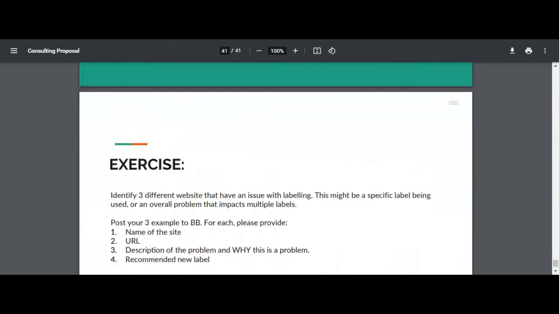And this is now where we're going to go and do the exercise in Teams. Are there any questions about labeling and labels?